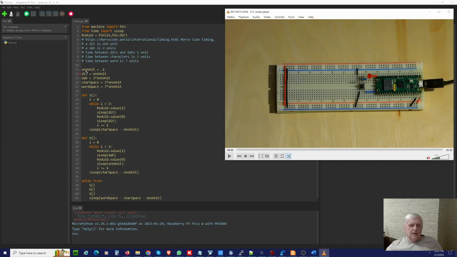Now I've defined 1 unit as 1/10 of a second. Of course, this could be anything you want, but if you make it much smaller than that, it's hard to differentiate the DITs and the DAWs at that speed. So a DIT is 1 unit, a DAW is 3 times that, a character space is 3 times 1 unit, a word space is 7 times 1 unit.